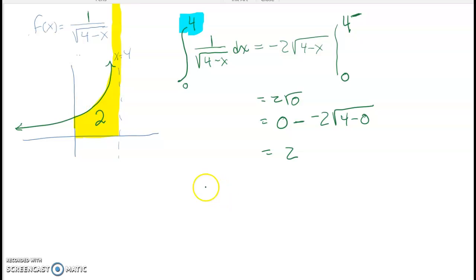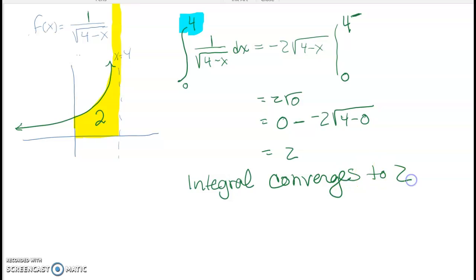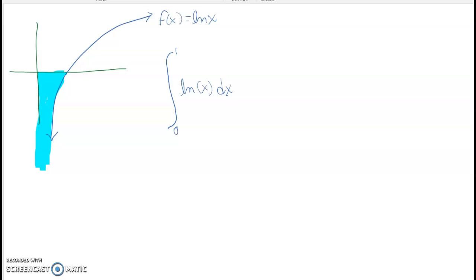And we say the integral converges to 2. So converge and diverge are 2 new vocab words for us, but we'll be using them a lot, so you'll get very used to them.